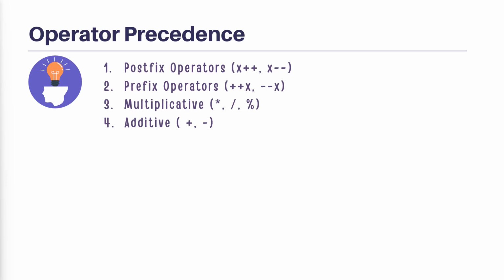This slide shows the order in which operators are evaluated. If an expression contains postfix operators, they are evaluated first. After that, if the expression contains prefix operators, then they are evaluated. After prefix operators, the multiplicative operators are evaluated if they are present in the expression. Multiplicative operators include multiplication, division, and remainder operators. These three operators have the same precedence. And finally, if the expression contains additive operators, they are evaluated. Additive operators include addition and subtraction.